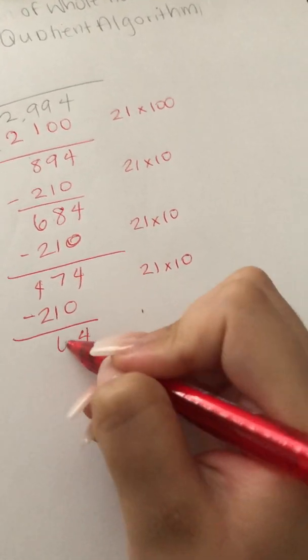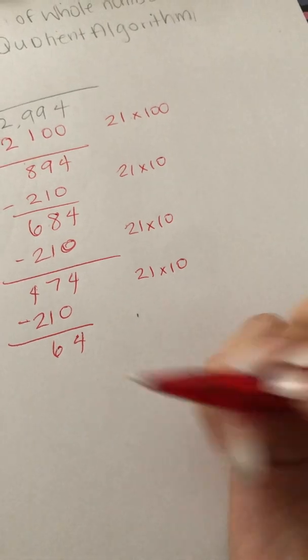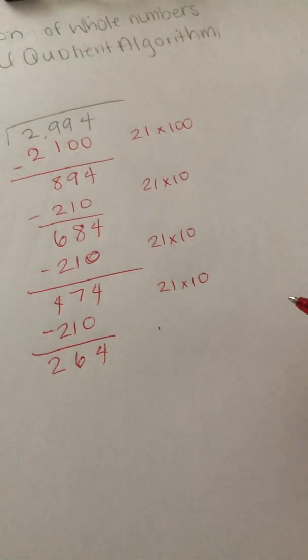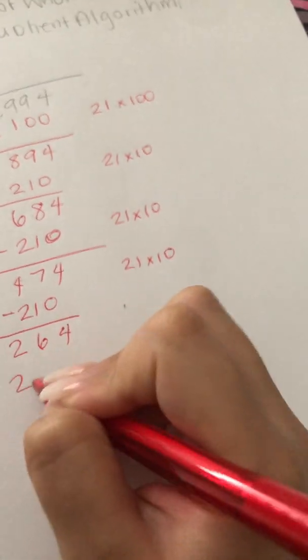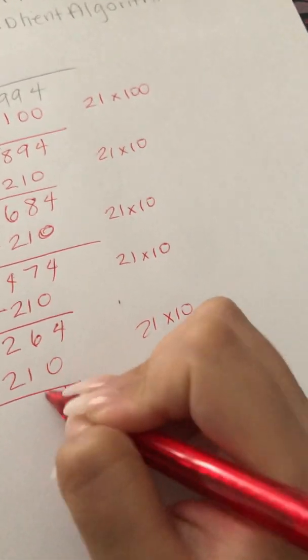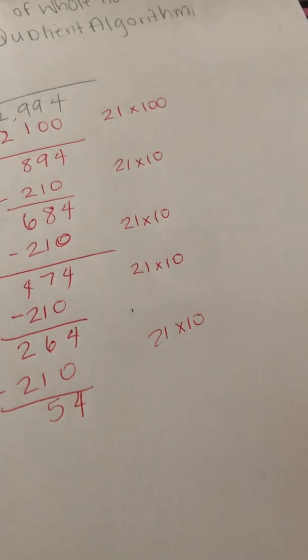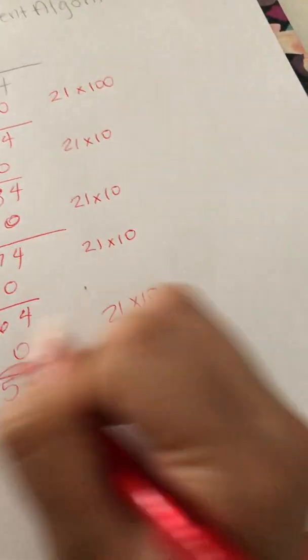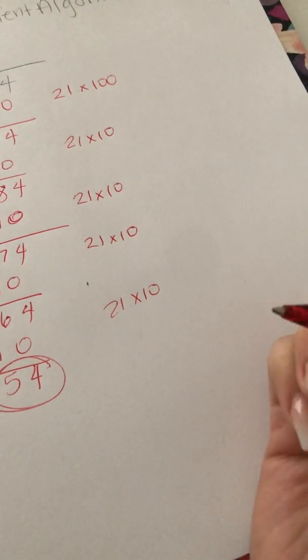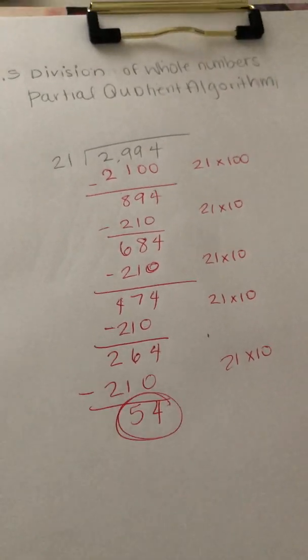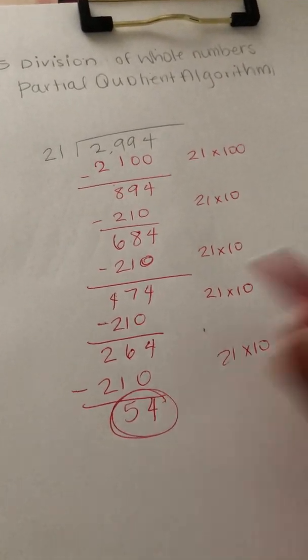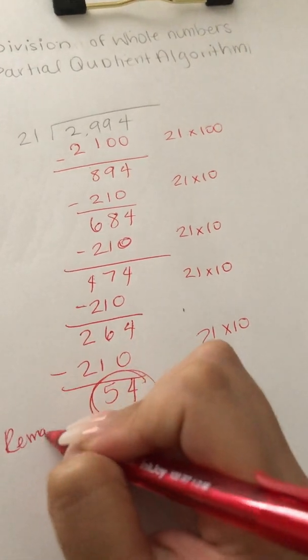So 474 minus 210 is 264. I can still do it one more time because it is still a lower number. So I'm left with 54. What do I do with that? Well, nothing can go into that anymore. 21 cannot go into 54, and so this is going to be my remainder.